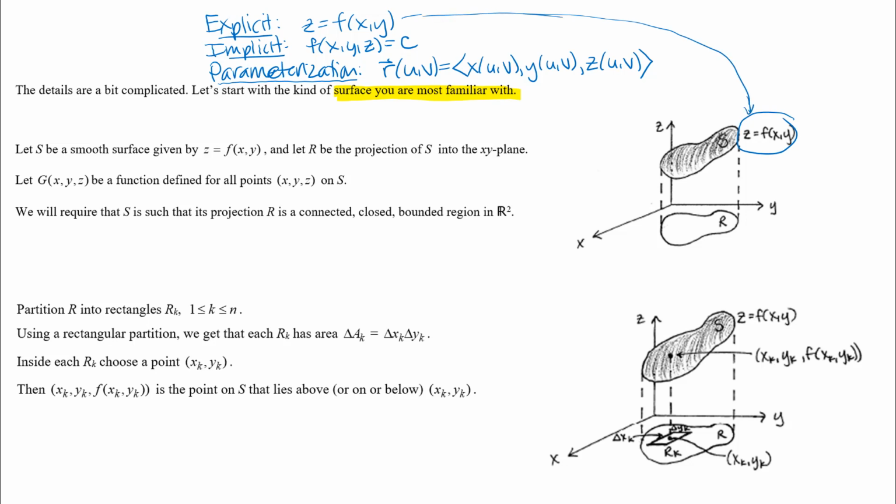And then we're going to go through quite a bit of detail here before we really get to the Riemann sum. Some of that has to do with the difference between the dimensions of the inputs for our function, the domain of our function, and the dimension of our surface that we're integrating over. All right, we want a smooth surface, so that would mean it's differentiable everywhere, given by z equals f of x, y.